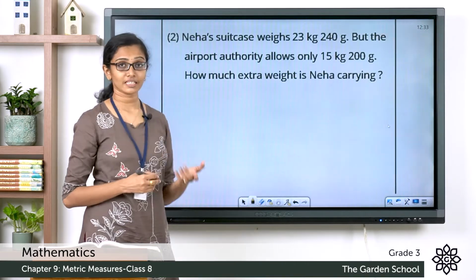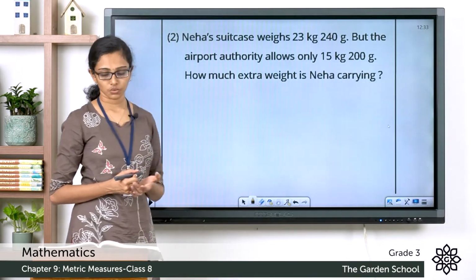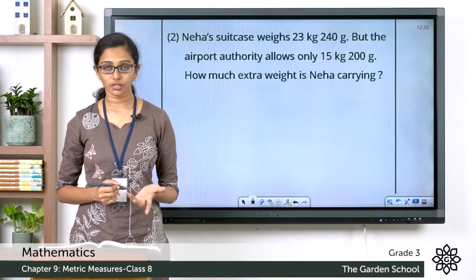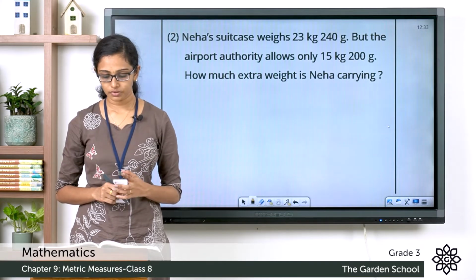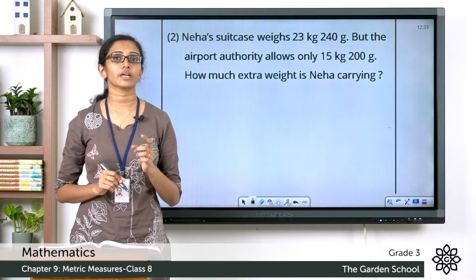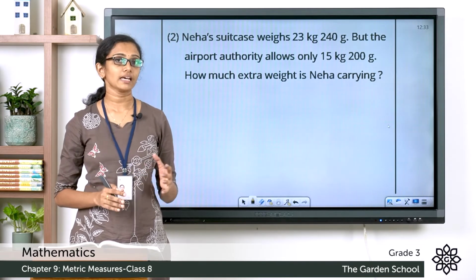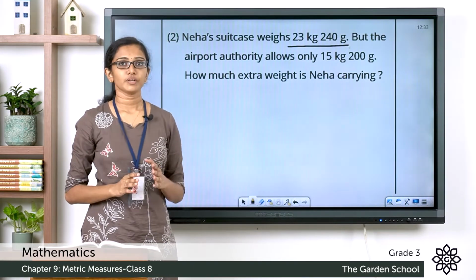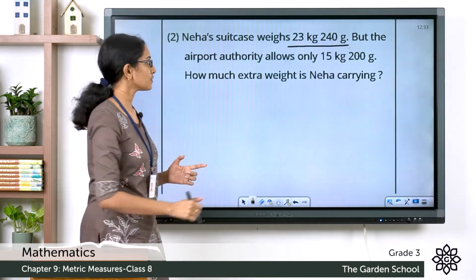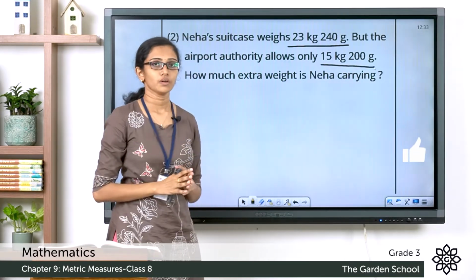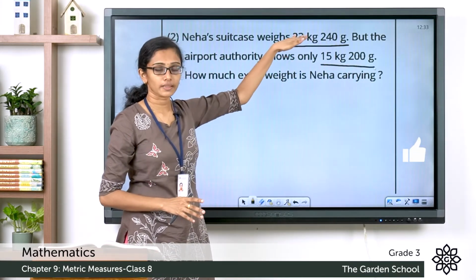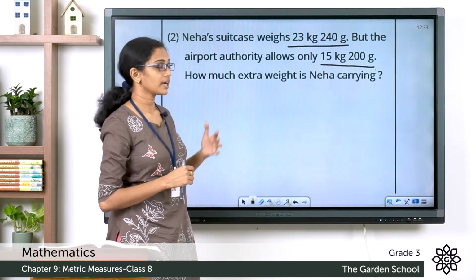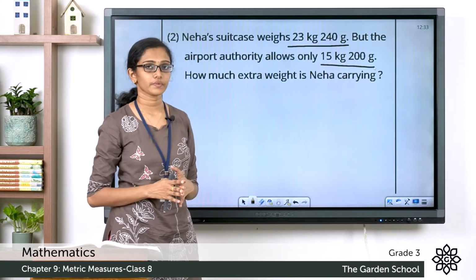Now let's move on to the next question. Neha's suitcase weighs 23 kilogram, 240 gram. But the airport authority allows only 15 kilogram, 200 gram. How much extra weight is Neha carrying? She has this suitcase which weighs 23 kilogram, 240 gram, but she is allowed to carry only 15 kilogram, 200 gram. So it seems that she has got a little extra weight in her suitcase. We are asked to find out how much extra weight she is carrying.